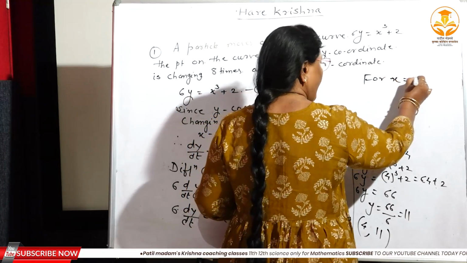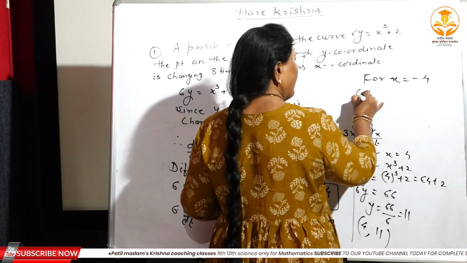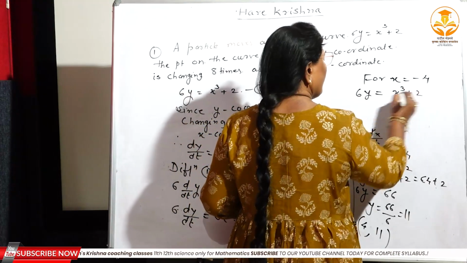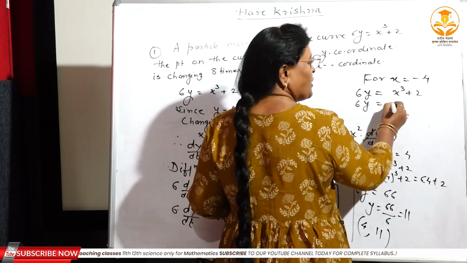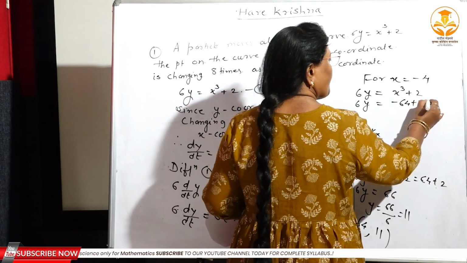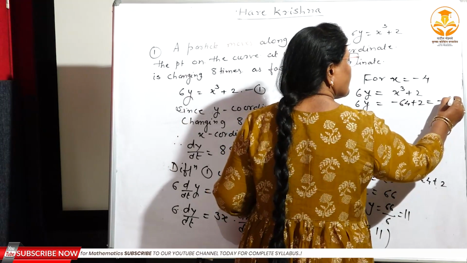Again, for x equal to minus 4, what is the value of y? 6y is equal to, again, x cube plus 2. 6y remains as it is. Minus 4 cube is equal to minus 64. Minus 64 plus 2 is equal to minus 62.